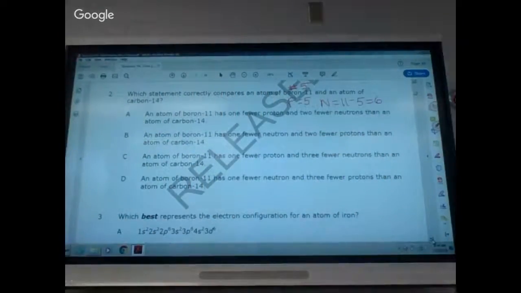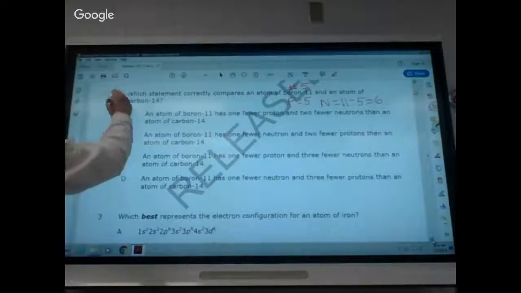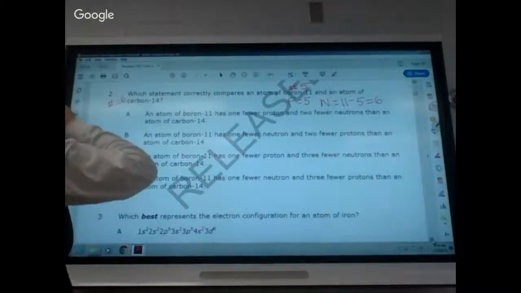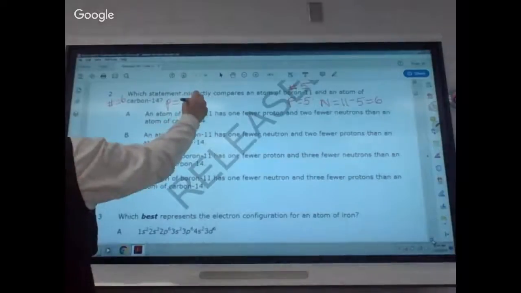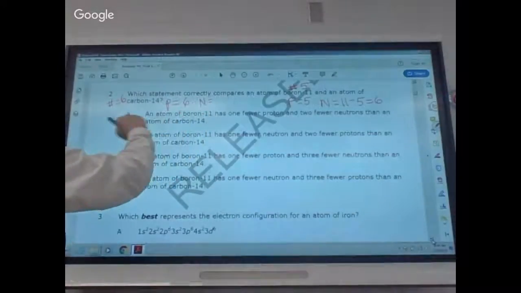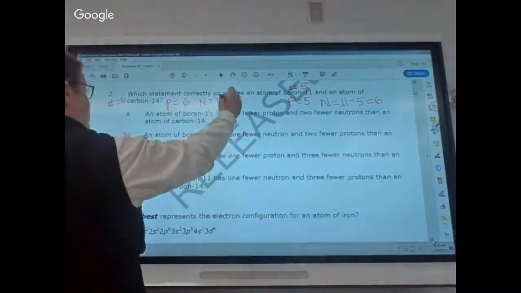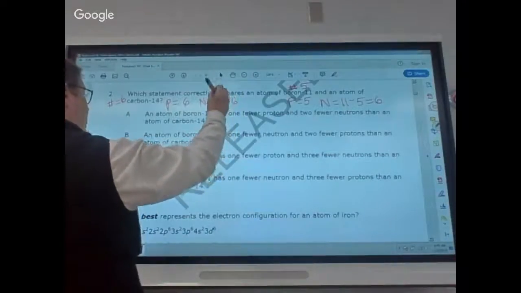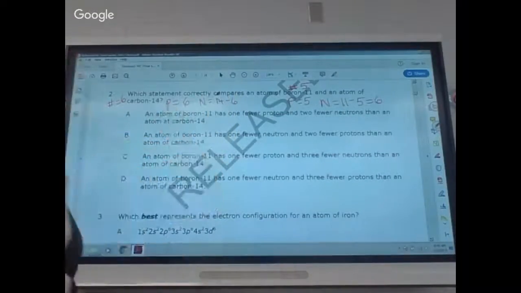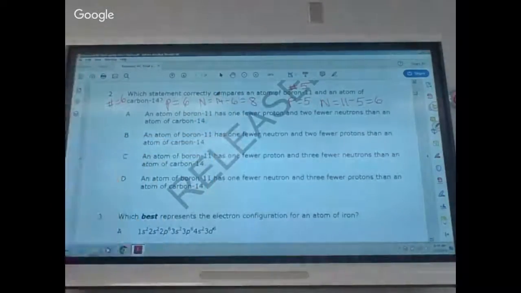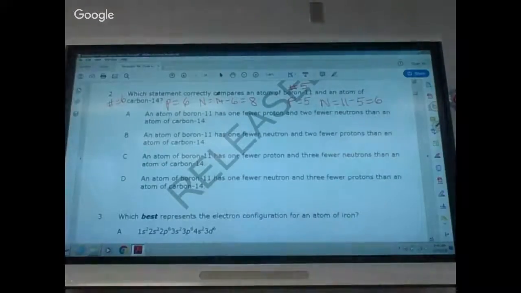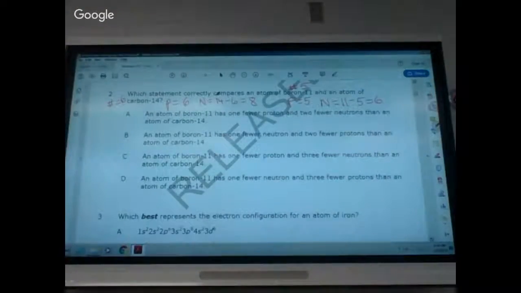So carbon 14. What's its atomic number? 6. So how many protons does it have? 6 protons. How do I find the neutrons? Subtract: 14 minus 6. Anybody have a question on how that was done? So we have 6 protons and 8 neutrons for carbon 14, and 5 protons and 6 neutrons for boron 11.